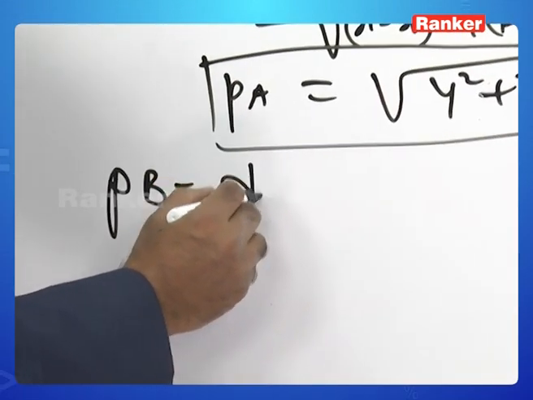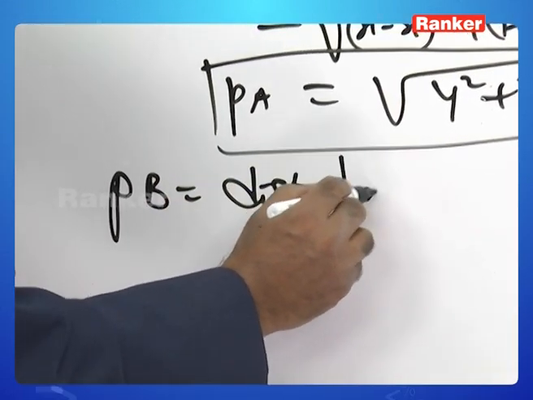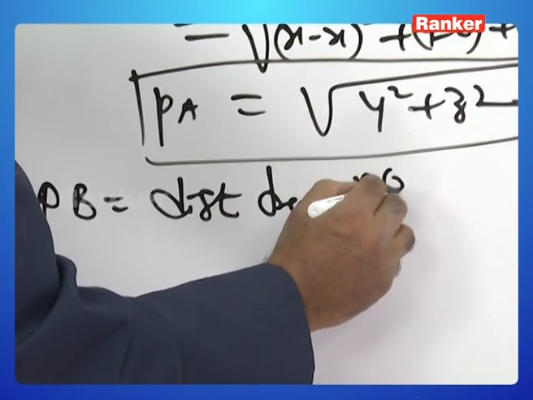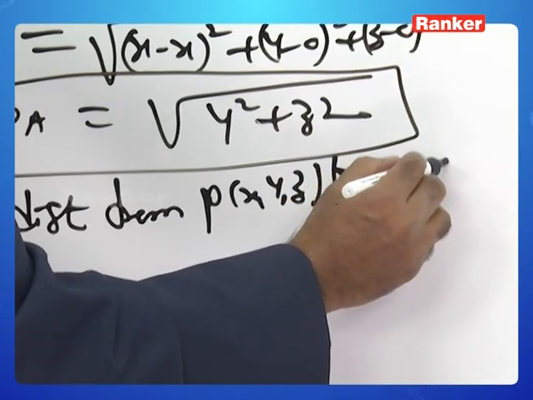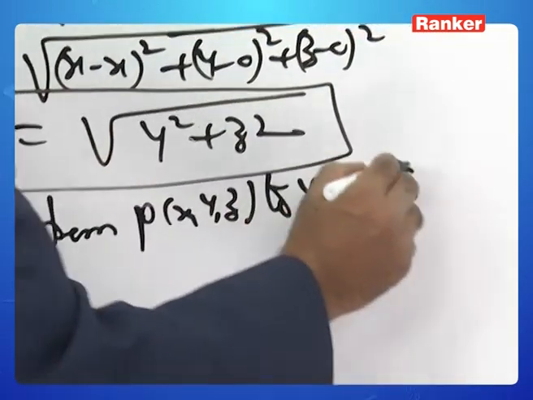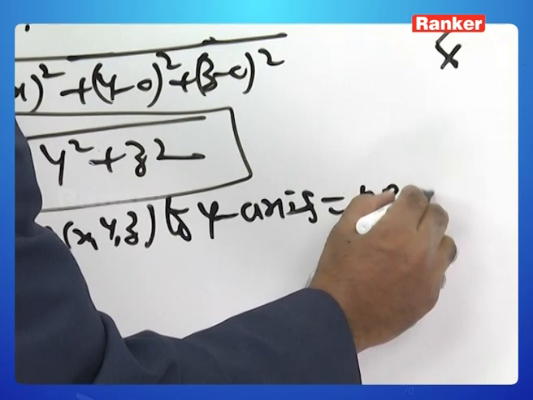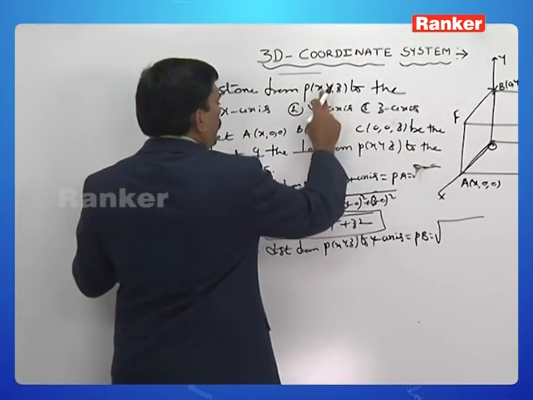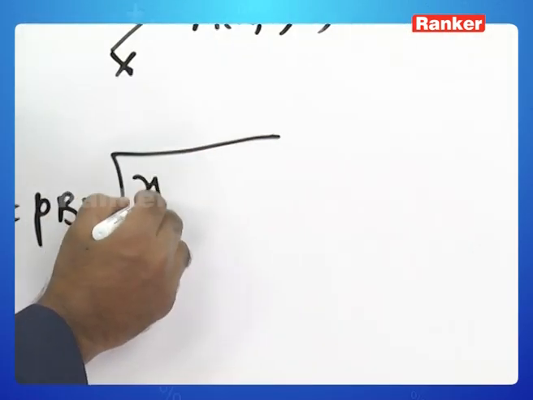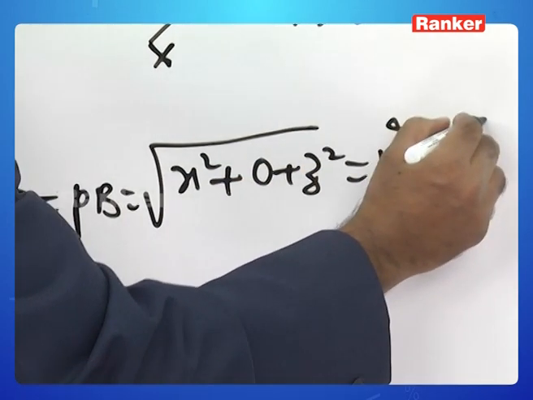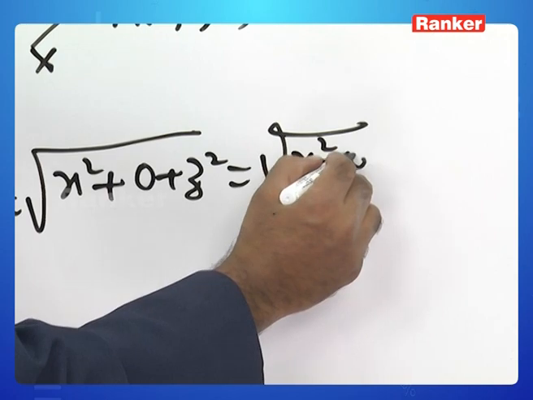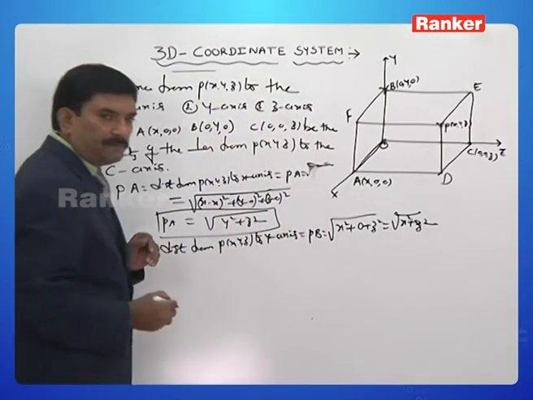PB is equal to the distance from P(x, y, z) to the y-axis. This is nothing but the distance between this point and this point; you apply the distance formula: square root of x square plus 0 plus z square. This is nothing but square root of x square plus z square.